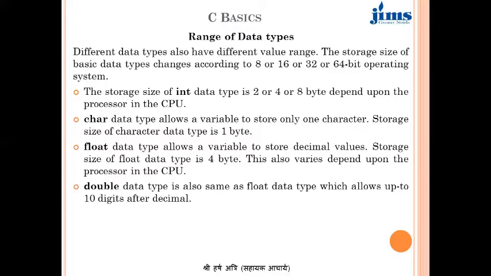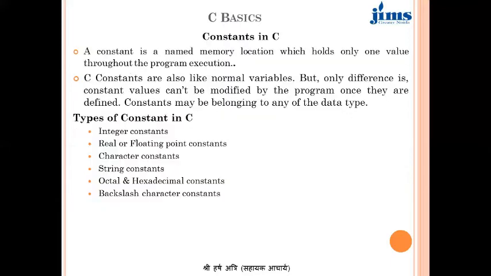Float data type allows a variable to store decimal values. The storage size of the float data type is 4 bytes. The storage size of int is 2 bytes, and the storage size of float is 4 bytes, because float accepts decimal values and int accepts only integer values. Int never accepts decimal values. This also varies depending upon the processor in the CPU. Double data type is the same as float data type, which allows up to 10 digits after the decimal.